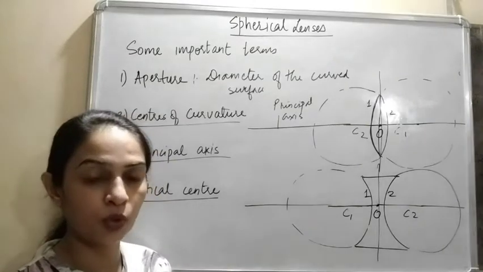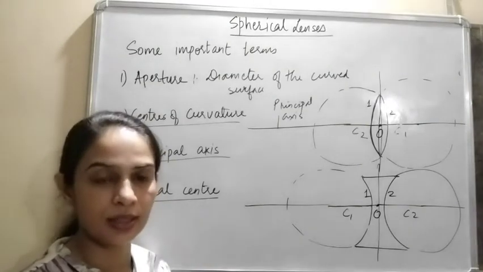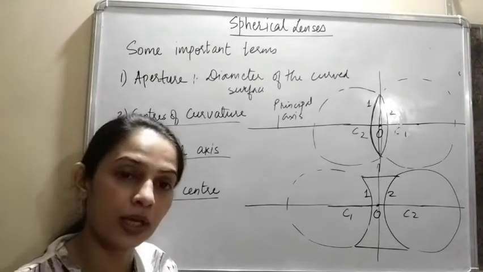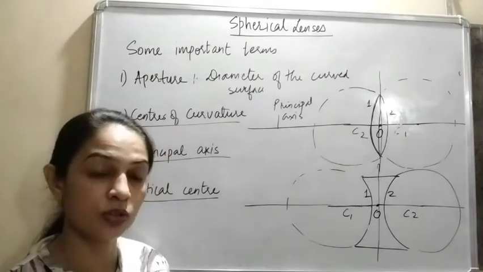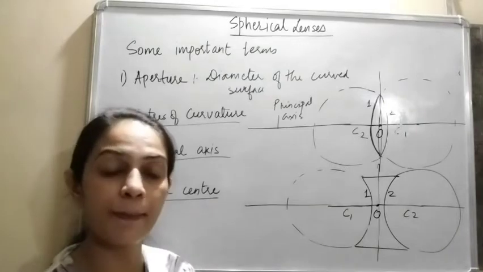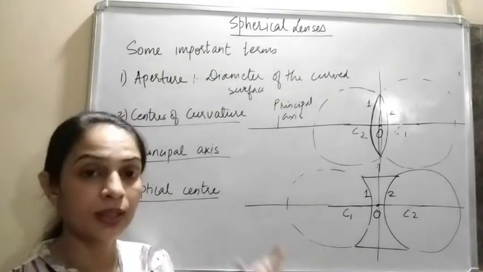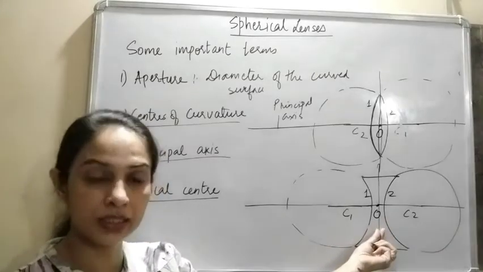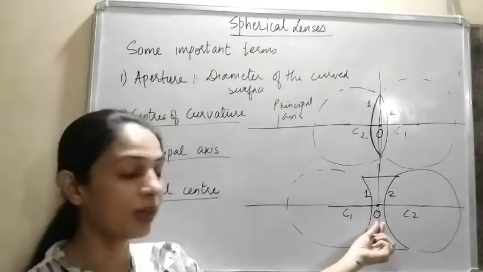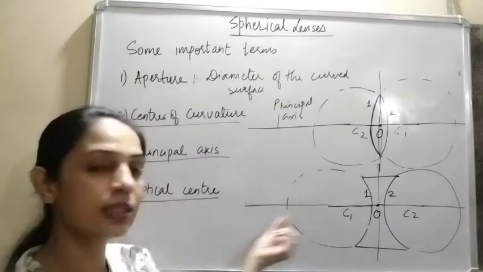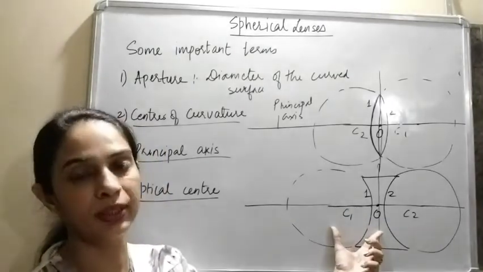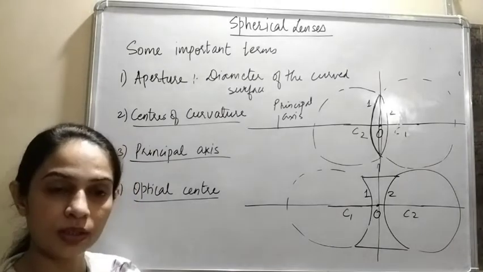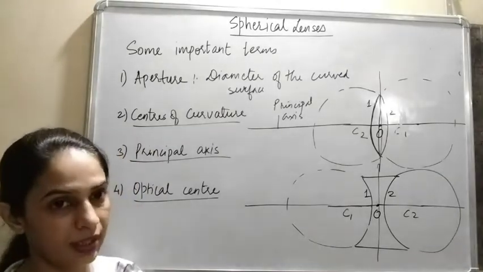Why do we need a pole? All the distances, object distance, image distance, focal length, center of curvature, radius of curvature, are measured from the pole, the geometrical center of the mirror. Similarly, the optical center is the geometrical center of the lens, and all the distances are measured from the optical center. So these are the important terms related to spherical lenses.